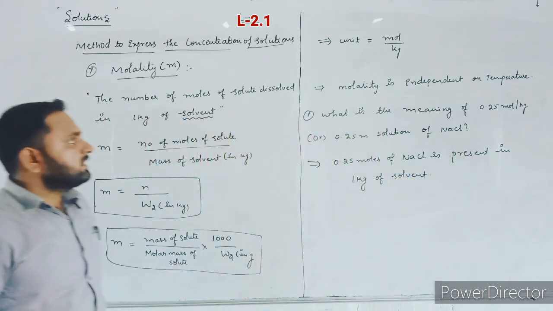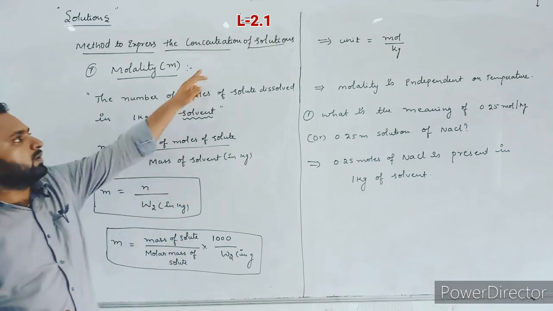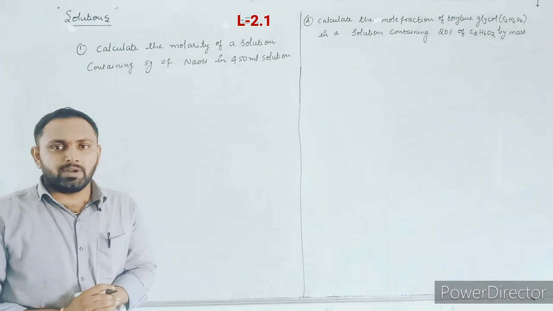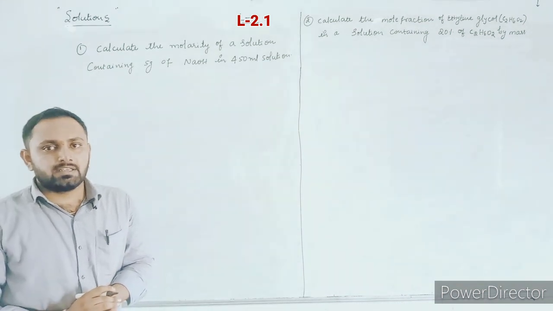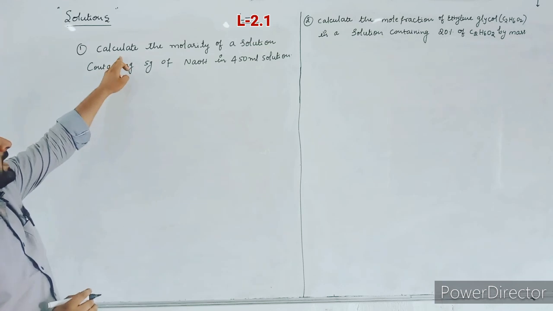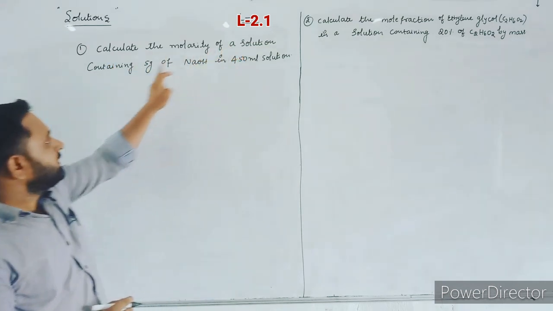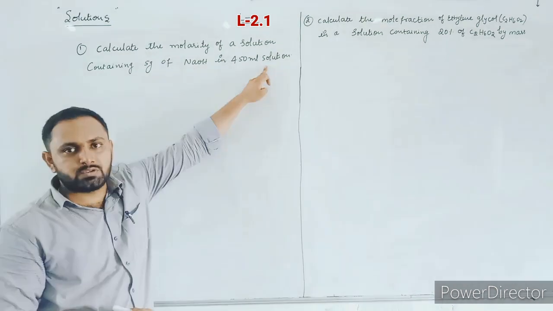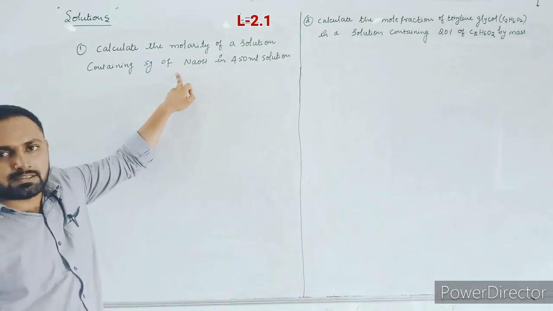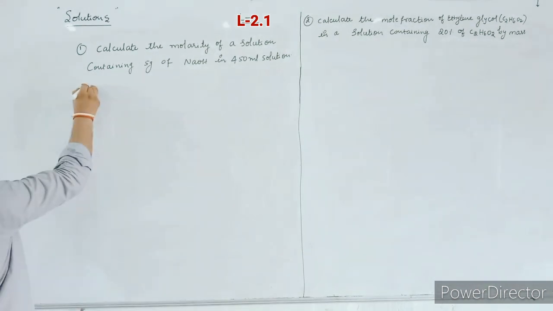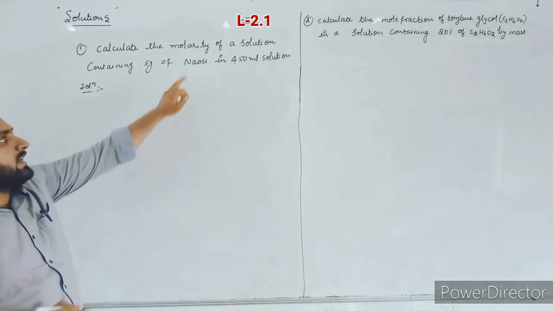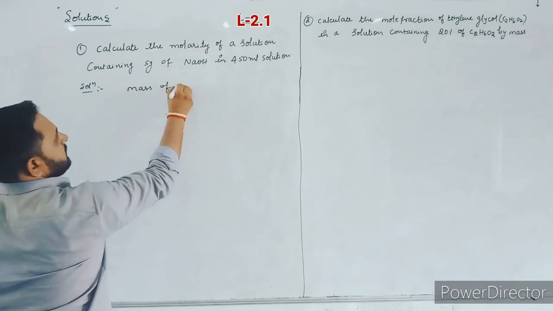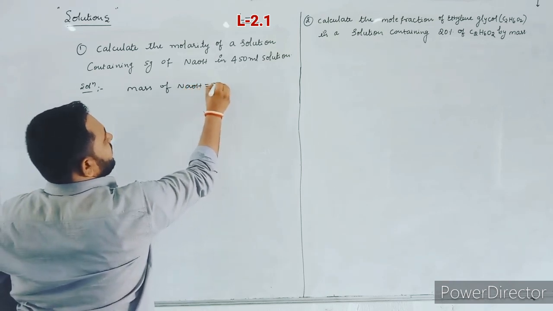Okay, these are the 7 methods to express the concentration of solutions. Next, let us solve some numericals based on concentration terms. Here the first numerical. In this question, calculate the molarity of a solution containing 5 gram of NaOH in 450 ml of solution. To solve this question, first let us write the given data. Here the mass of NaOH is given. The mass of NaOH is equal to 5 grams.